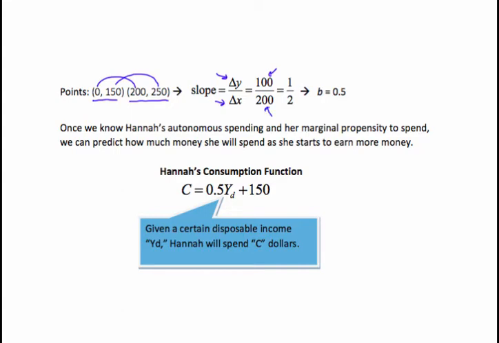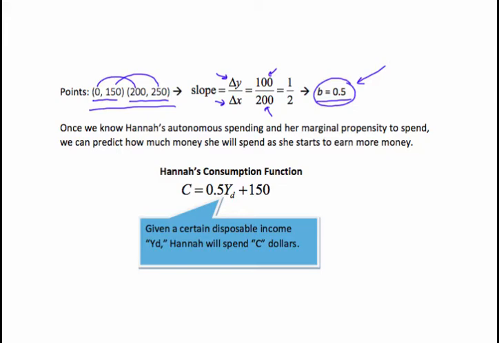So basically, we get this slope of 1/2, and we'll write that here as a decimal. Usually the marginal propensity to spend is 1/2. So what this tells us is that when Hannah starts to earn money, she is going to spend half of the money that she earns. So from the data that we got about Hannah and her spending habits, we now have a prediction about how she's going to spend her money. She's going to spend approximately half of that. Once we know Hannah's autonomous spending and her marginal propensity to spend, we can predict how much money she will spend as she starts to earn more money.